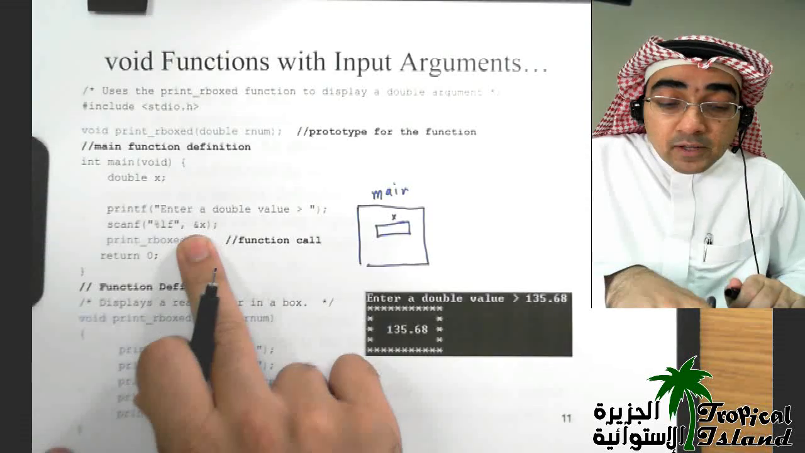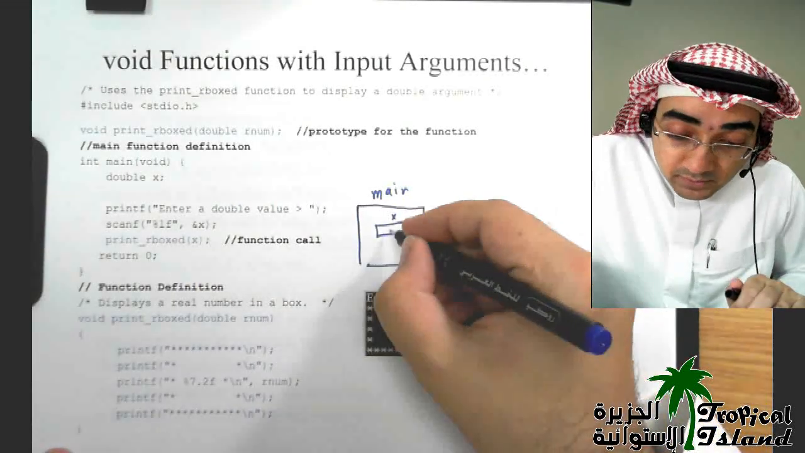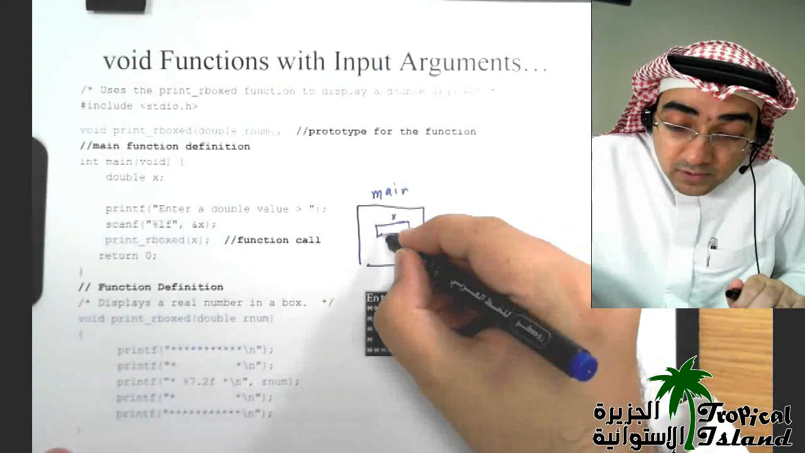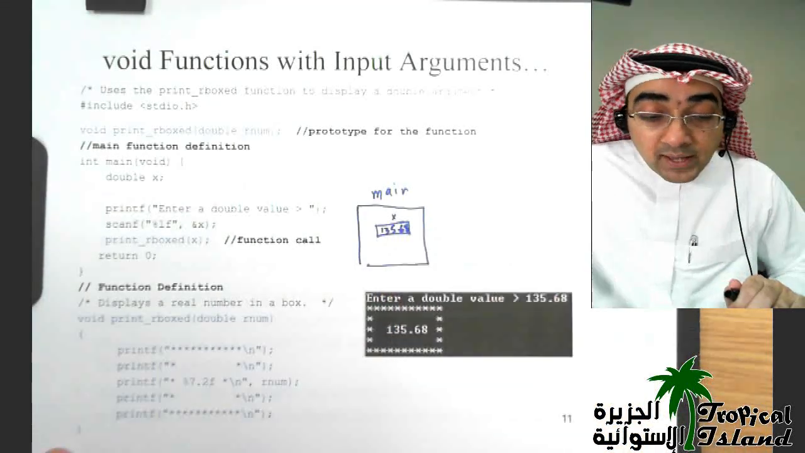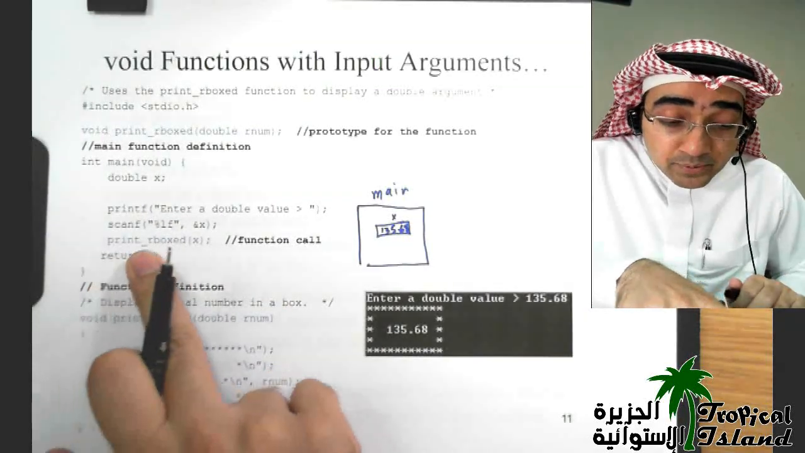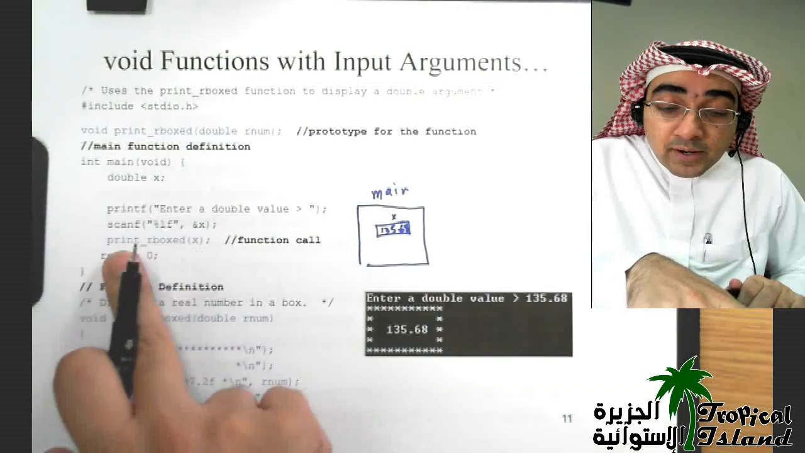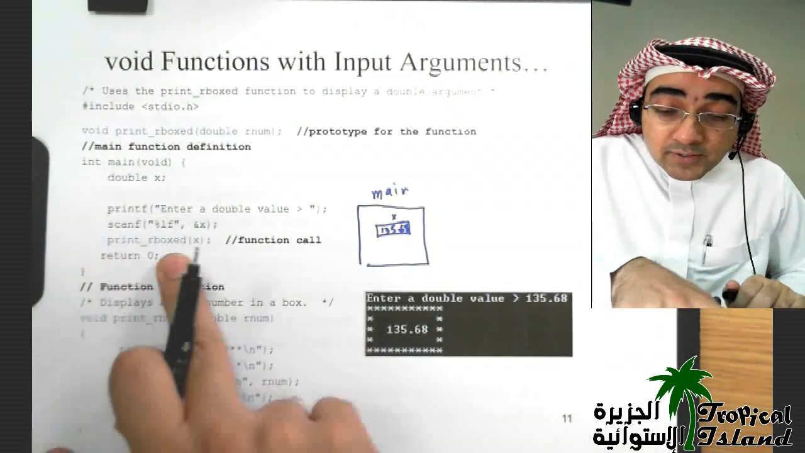You're going to ask the scanf to actually take an input from a user. So the user is going to input a number, it's going to be written over here. So suppose the user enters 135.68, it's going to be stored into x because x is a double number. Then when you call print our box, what you are doing is actually instantiating a function call. Okay, so this is a function call.